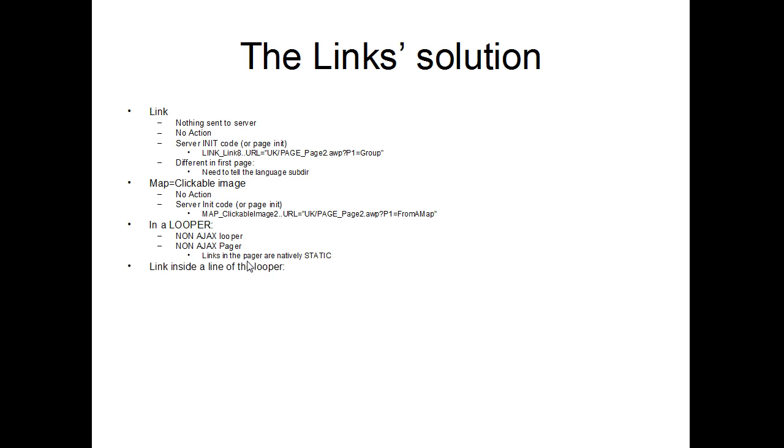Now for the links that are inside a line of the looper, so you have your catalog display in the looper, and each line is a product, and you have a link in it to open the product page where you have the details of the product. That is a very classic scenario. So in that case, the link that is inside a line of the looper has to be set up the following way. Nothing sent to the server, so that's always the case. No action, that's the same thing as for a regular link.